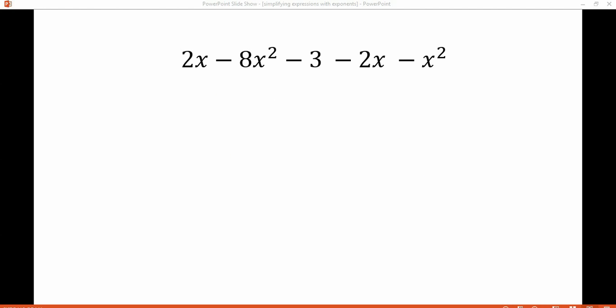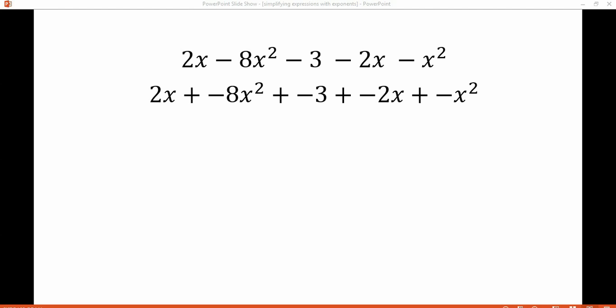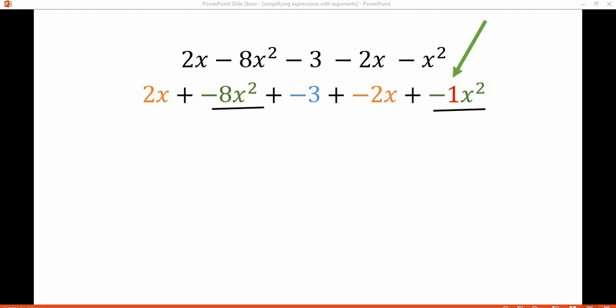Problem 4. 2x minus 8x squared minus 3 minus 2x minus x squared. It looks scary, but we can change the subtraction to plus negative, and that looks less scary. And to make it look even less scary, we can take this negative x squared and do this crazy thing that we remember from before Christmas break, where we put in our invisible 1. Now it looks a lot less scary.